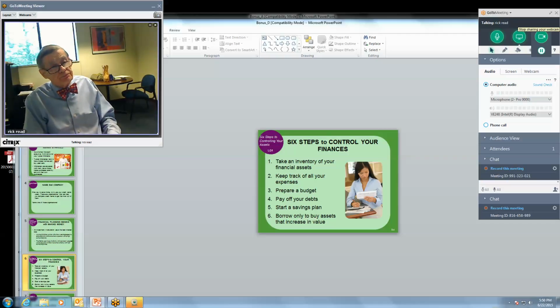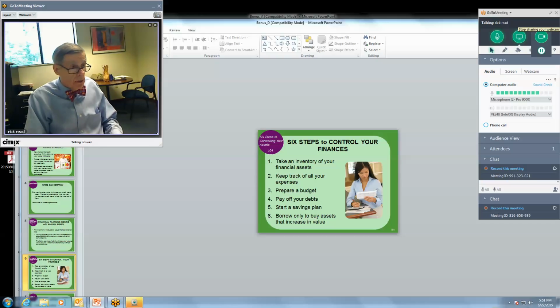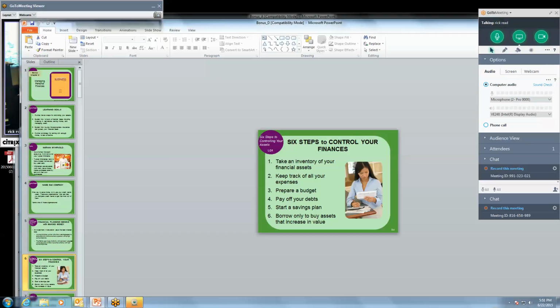Now down here it says borrow only to buy assets that increase in value, and we don't always do that. A lot of us buy a car, and we borrow money to buy the car. The car loses a huge percent of its value the minute it's driven off the lot. But we buy homes, that's a little bit different. Usually, property values, if you keep a home at least 3 years, you should get your money back plus a little bit more. So that's what that's talking about, although we tend to violate that fairly frequently, especially when we think about buying cars.